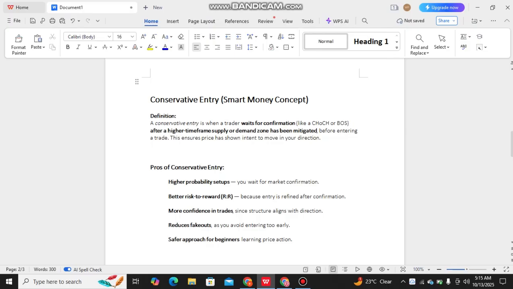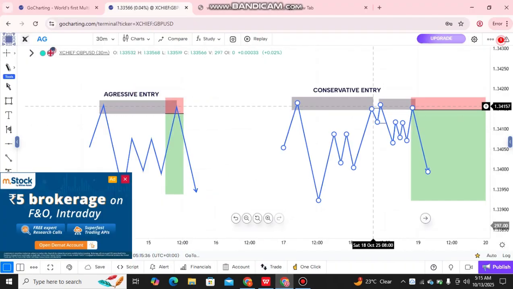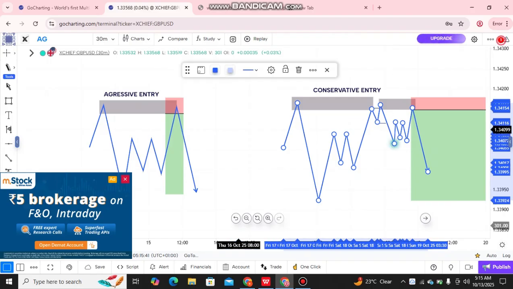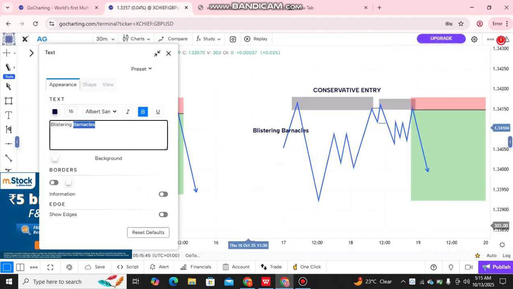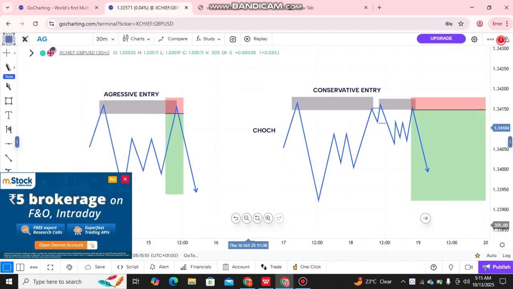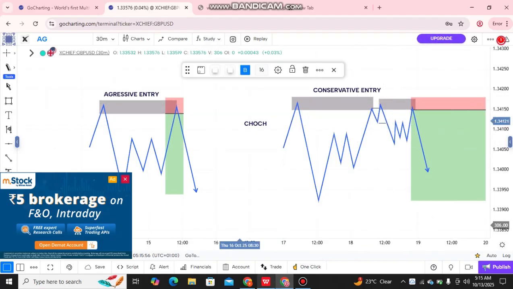Yeah, so basically, like it says, a conservative entry is waiting for a confirmation after the mitigation of the higher time frame supply or demand zone. You are waiting for the confirmation that price is going in your direction. And what is that confirmation called? It's called a change of character. Right, that is what we call the confirmation, which is this move that happens after that mitigation.